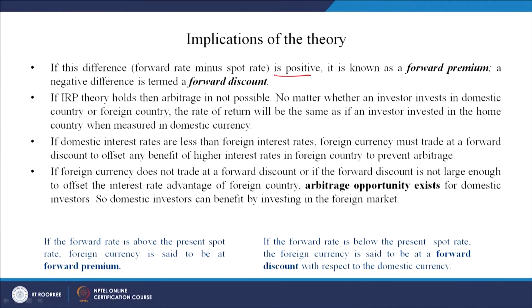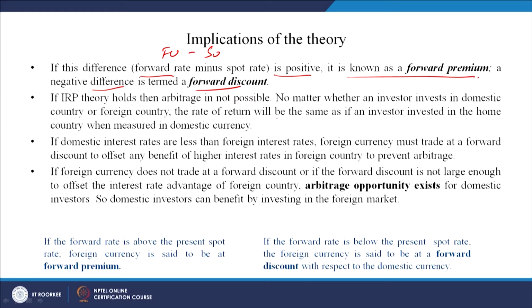Now, what is the implication? If this difference is positive, forward rate minus spot rate, F0 minus S0, it is known as a forward premium. A negative difference is termed a forward discount. If the IRP theory holds, then arbitrage is not possible. No matter whether an investor invests in the domestic country or a foreign country, arbitrage is not possible, and you know arbitrage is the difference basically.